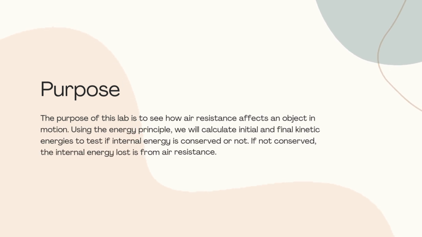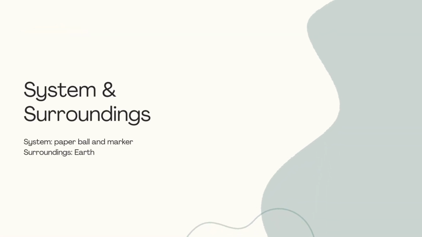So, the purpose of this lab is to see how air resistance affects an object in motion, and then using the energy principle, we will be able to calculate initial and final kinetic energies to see if the internal energy is conserved or not. If it isn't conserved, then the internal energy is lost from air resistance. The system would be the paper ball and marker, and then the surroundings would be the earth.